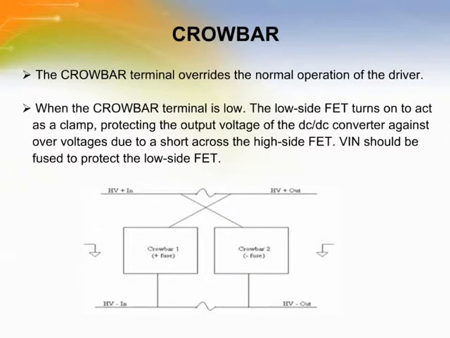The CROWBAR function turns on the low side power field effect transistor, overriding the IN signal for overvoltage protection against faulted high side power field effect transistors. CROWBAR can be driven by an external OVP circuit to protect against a short across the high side MOSFET. If CROWBAR is driven low, the low side driver will be turned on and the high side driver will be turned off, independent of the status of other control terminals.